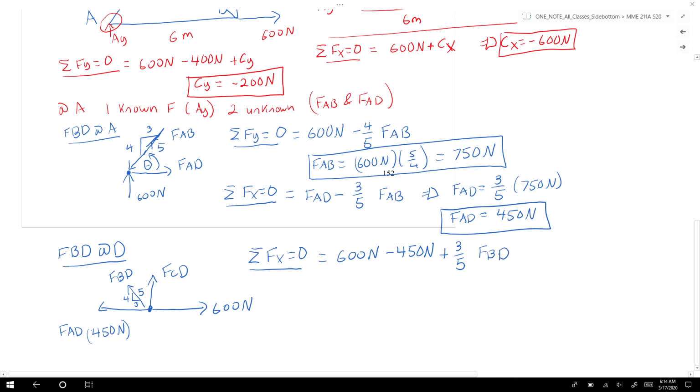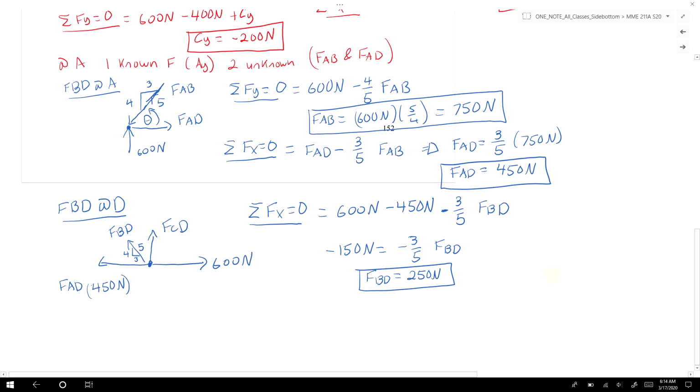Or sorry, it should be minus 3/5, not plus. Okay. All right. So now what we can do is we can solve this. So we'll get minus 150 newtons. It would be equal to negative 3/5 times FBD. So if we divide this, we'll get FBD will be equal to 250 newtons.